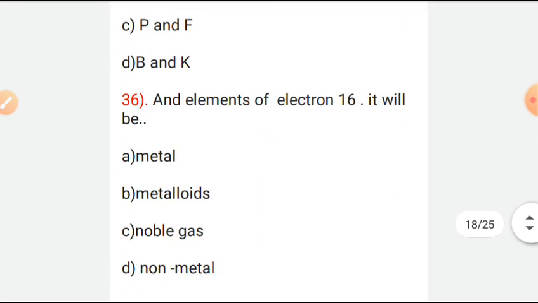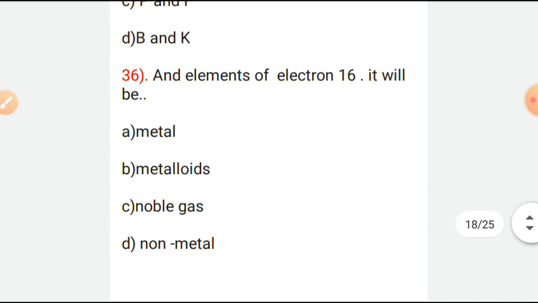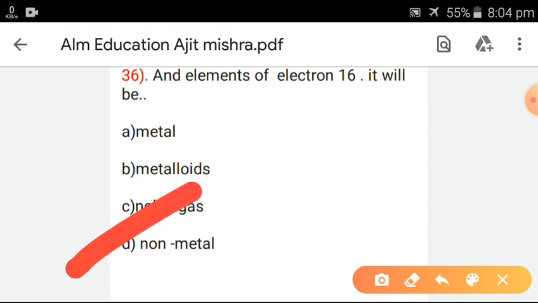Next question. An element has electron number 16. It will be A, metal, B, metalloid, C, noble gas, D, non-metal. The atomic number will be 16. Therefore, in the K shell there will be 2 electrons, L 8 and M 6. It means there will be 6 electrons in the outermost shell, so it will be a non-metal. The answer will be option D.